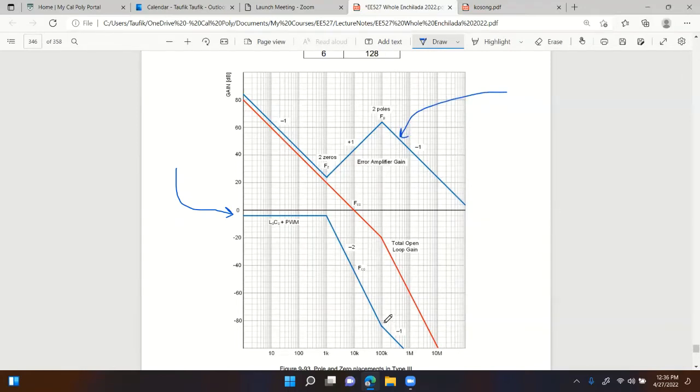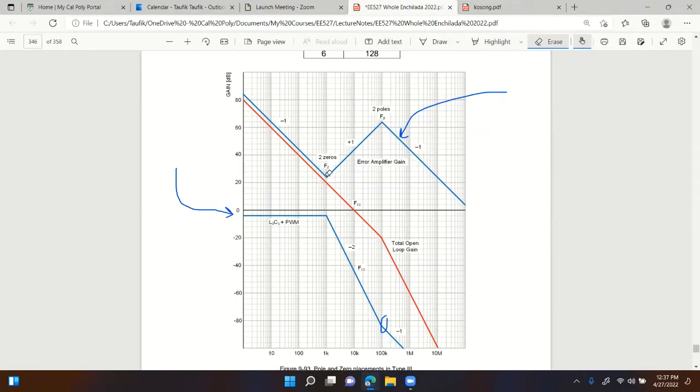Okay. Notice that the ESR zero is far away, relatively speaking, it's kind of far from the corner frequency, right? So just in case this location is too close to the switching frequency, then it is not good for you to pick crossover frequency over here, or after the crossover frequency, right? Make sense? So this is an example where we use type 3.